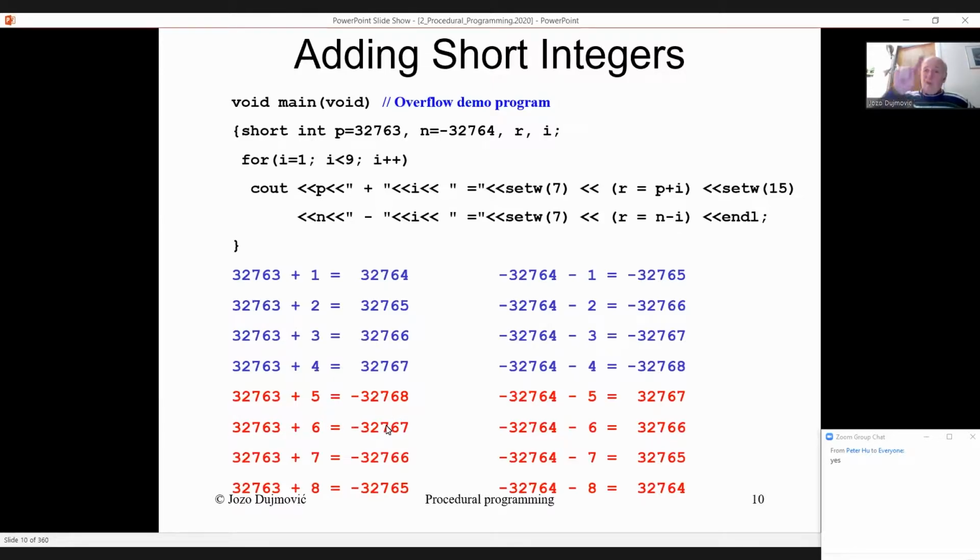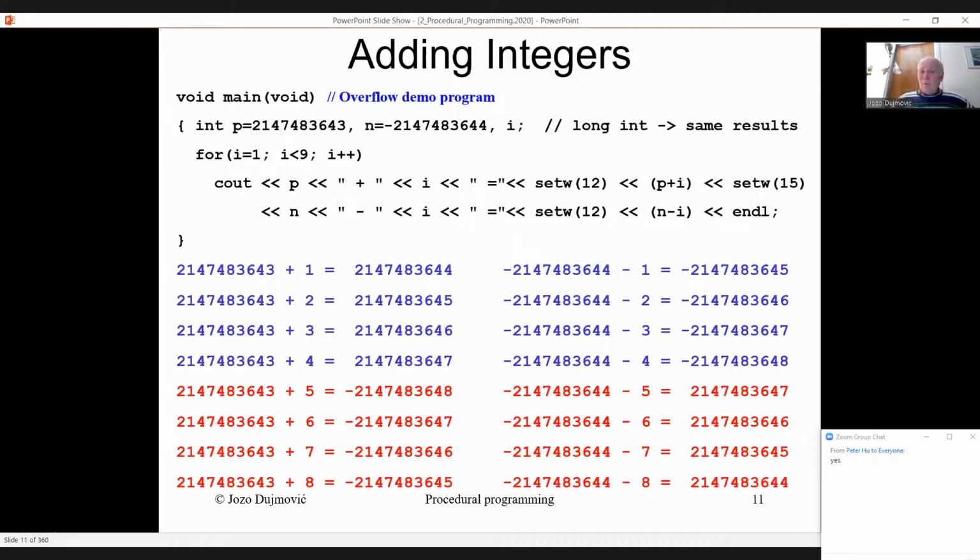you get a negative result. This is, of course, normal, because we have the ring of integers where, when you reach the largest positive value, the next value is the largest negative value. After 32767 comes minus 32768. The same situation is when you subtract two negative values, you can get a positive result. So we have to be aware of that.